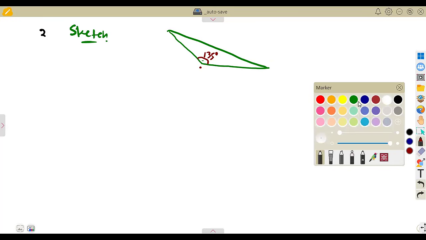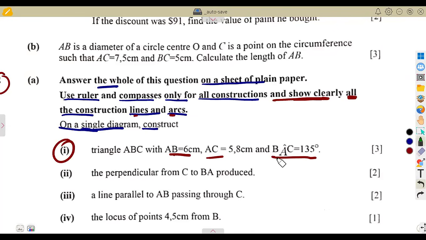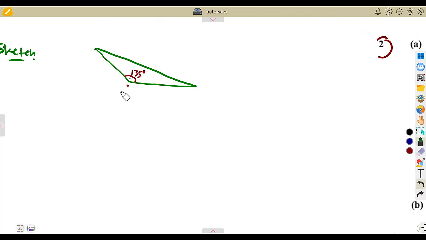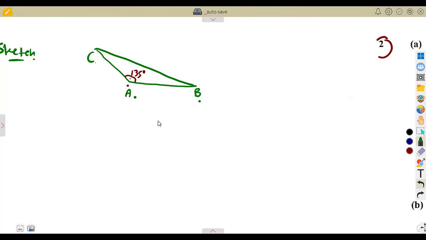So the angle that we are given is at point A, all right? That is BAC. So we have triangle ABC, angle BAC, okay? That is how you can present this. Then we are given that AB is 6 centimeters. So this is just a sketch. And also AC was 5.8 centimeters.